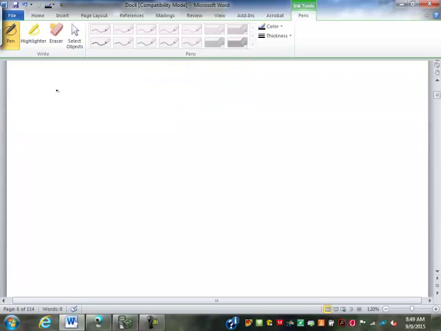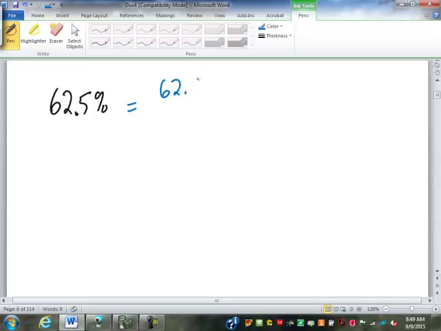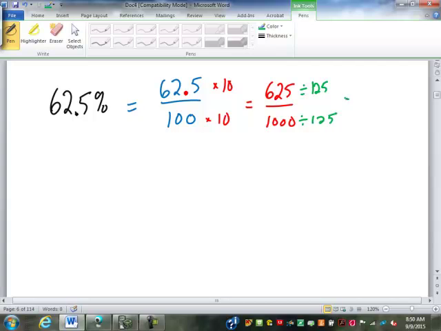How about 62.5%? Well, just like any other, it's going to be 62.5 over 100. But we don't like having decimals within our fractions either. How would I get rid of that decimal? Well, just like we did when we were dividing decimals, I've got to move it over a spot, so I'm going to multiply by 10. I'll do the same on bottom. So this now becomes 625 over 1,000. And both of those can be divided by, most of you would see the 5, but it can actually be divided by 125. Give me 5/8.